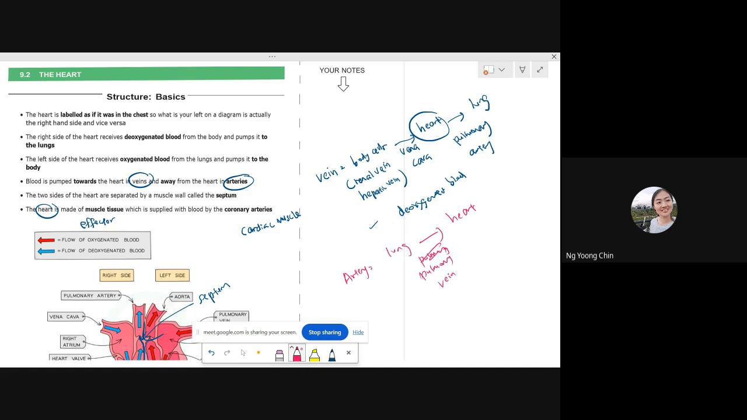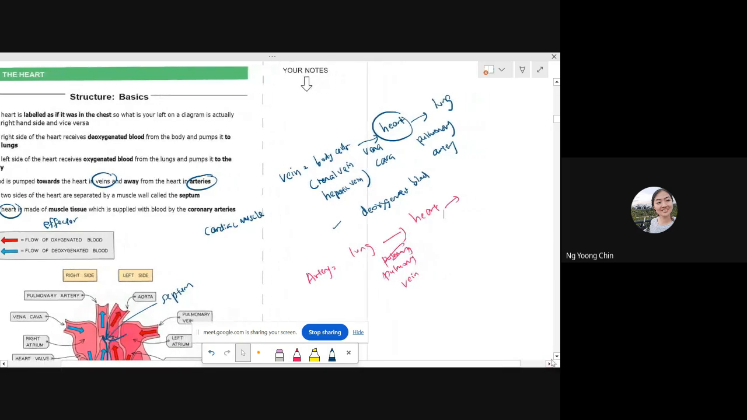So once the oxygenated blood enters the heart, it will enter into the aorta. This is the aorta.